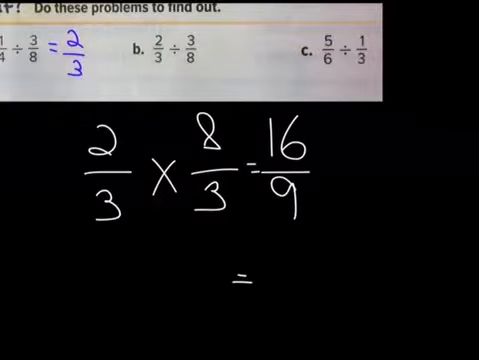How many 9s are in 16? As far as I know, there's only 1. And then I have 7 left on the top over 9. 1 and 1/7. I mean 1 and 7/9.